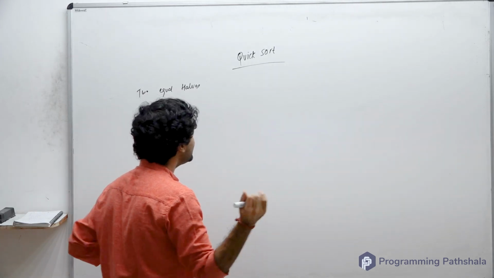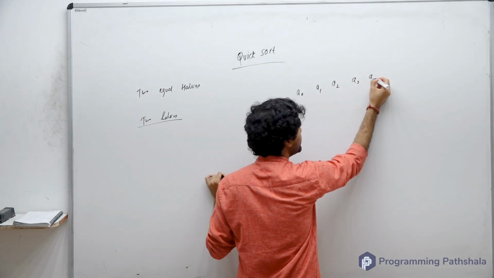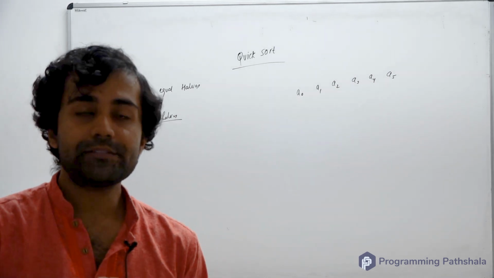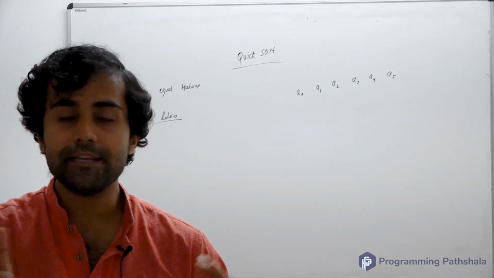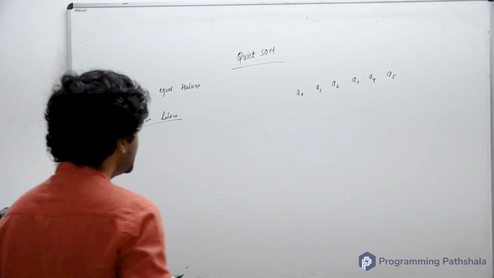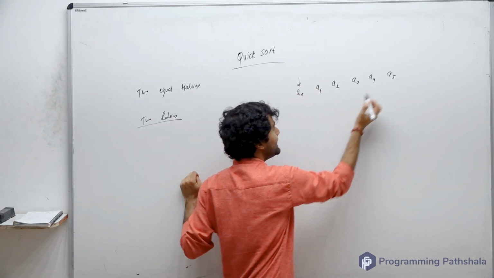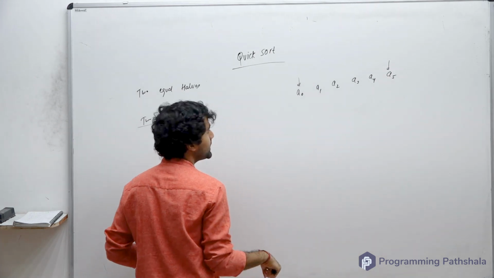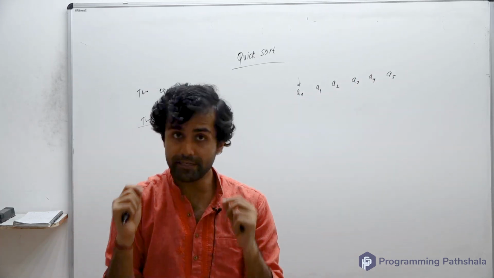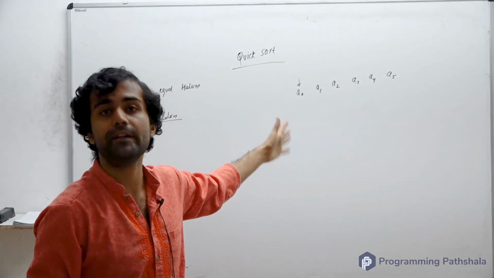It works on this philosophy that, let's say there are the following elements in an array: A0, A1, A2, A3, A4 and A5. Then what it tries to do is split this array into two parts, and in order to do that, it picks any random element. That random element can be the first element, it can be the last element, it can literally be anything. For the sake of convenience, right now I am picking the first element. I repeat again, you can pick any random element, it's totally up to you.